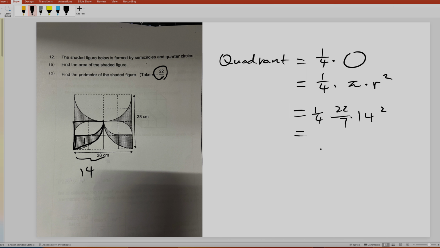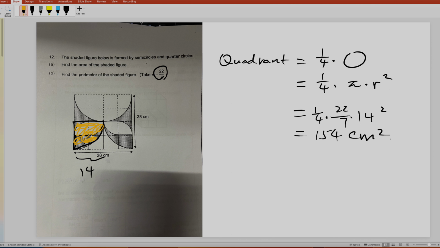Can you help me out with the calculator? Times 14 square. Can I double check? Yep, no problem. Let me double check. Okay, very good. It's 154. So this is 154 cm square, right? Yeah. So therefore, the whole thing, 这整个 is 154.